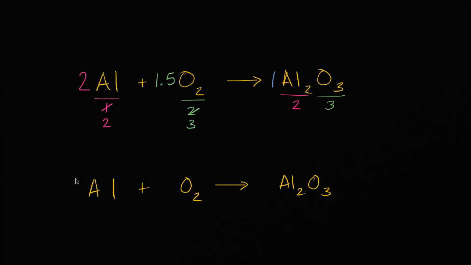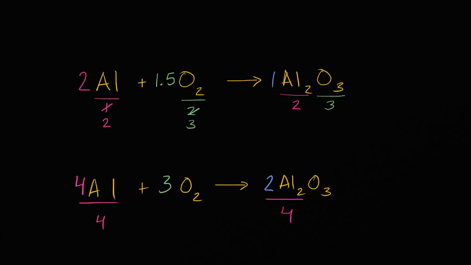So 2 times 2 is 4. 1.5 times 2 is 3. And then 1 times 2 is 2. And now you can verify. How many aluminums do we have on each side? Well, I have 4 aluminum atoms on the left-hand side. And how many do I have on the right-hand side? I have 4 aluminum atoms.